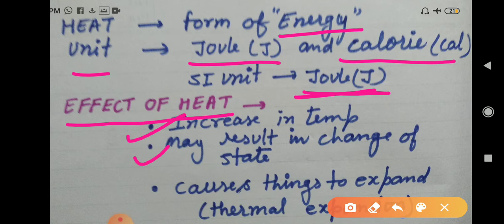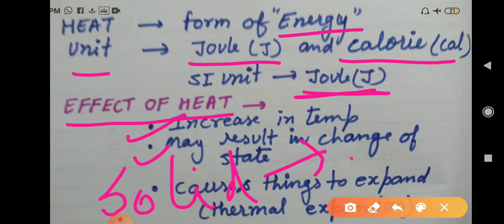It means, for example, put some ice cubes in a beaker and heat it. Then the ice cubes melt to form water. There is no change in the temperature unless all the ice cubes have changed into water. This is because all the heat is used in changing the state from solid to liquid, that is ice to water. Is it okay? All the energy is utilized in the conversion of solid into liquid.